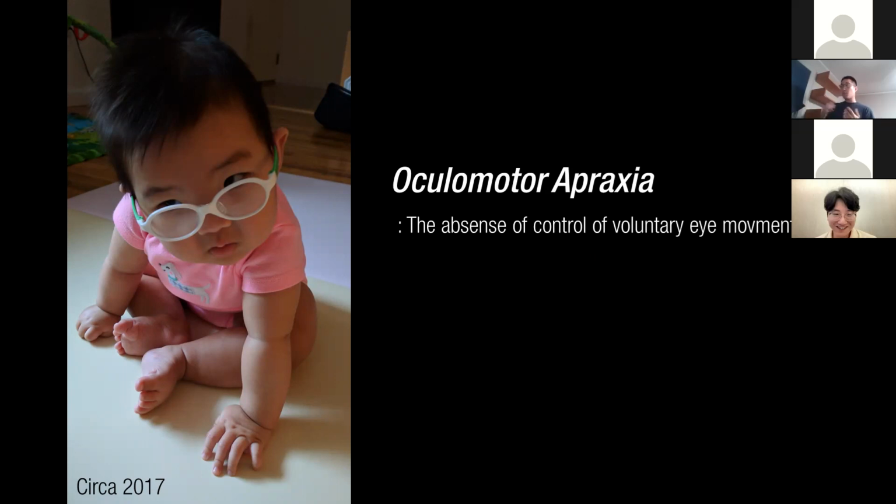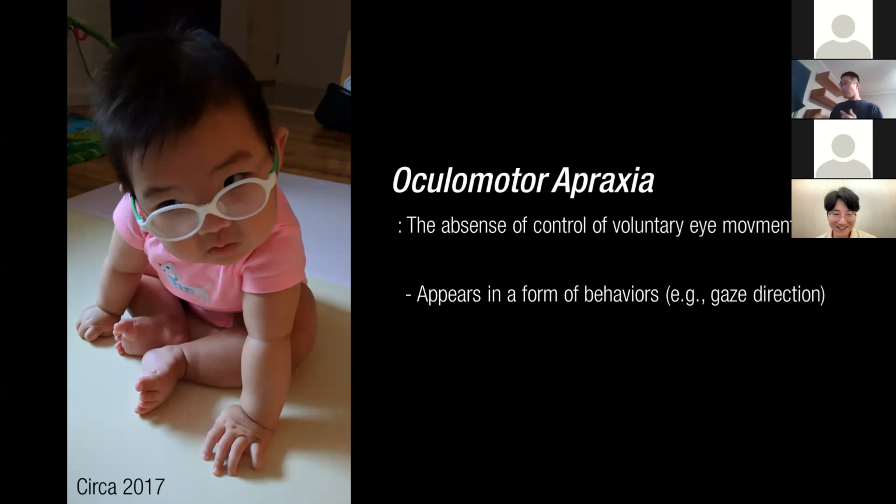The main characteristic of this kind of disorder is that it appears in behaviors: gaze direction, facial expression, and body gesture. This is the symptom that we can actually see from her behaviors. More importantly, this leads to developmental delay. These types of behavior disorders are not limited to oculomotor apraxia, but include many different behavior disorders such as autism spectrum disorder, schizophrenia, and so on.